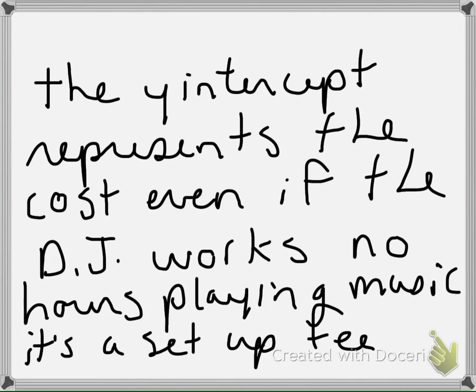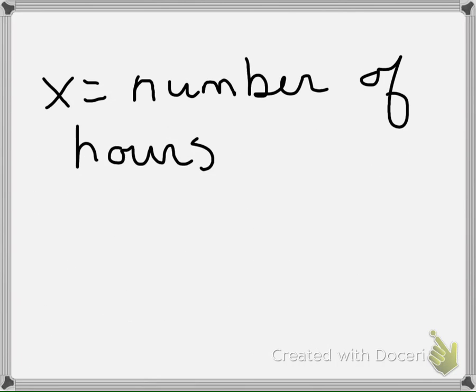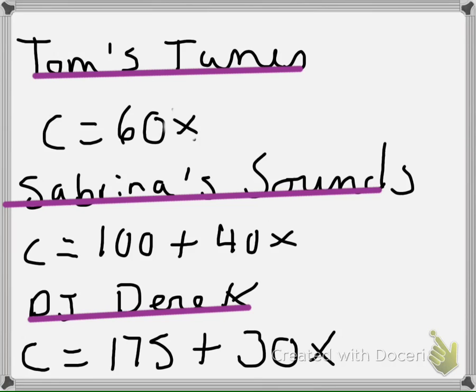C says, what does the y-intercept of the graph represent for each DJ? The y-intercept is where it crosses the y-axis, and it represents what you would pay even if the DJ played no music at all, 0 hours of music. It's your setup fee that you have to pay, and the only one that doesn't have a setup fee is Tom's Tunes, but they also have the most expensive cost per hour. So these guys give you a setup fee, but they're not charging quite as much per hour.